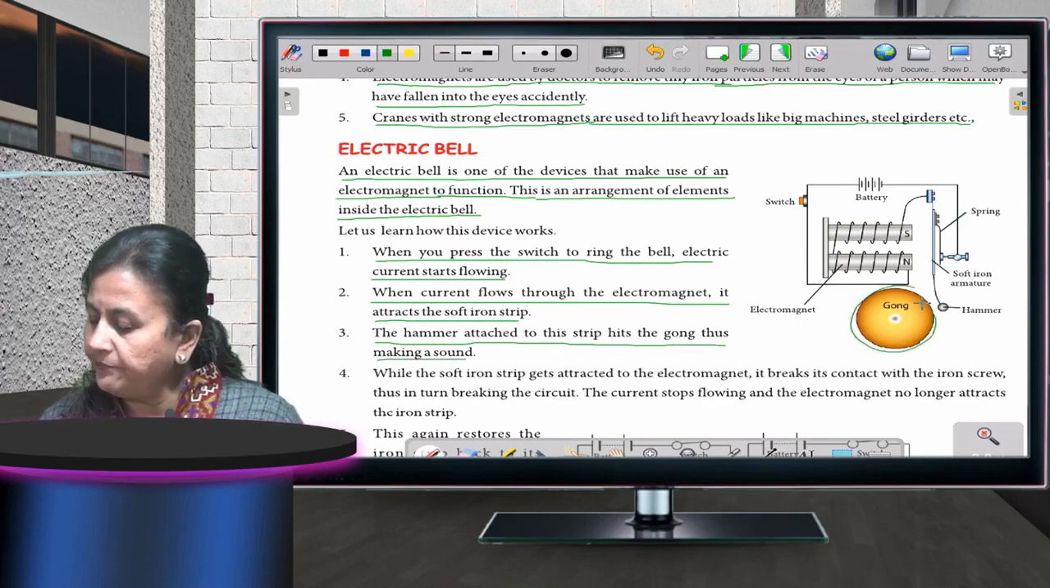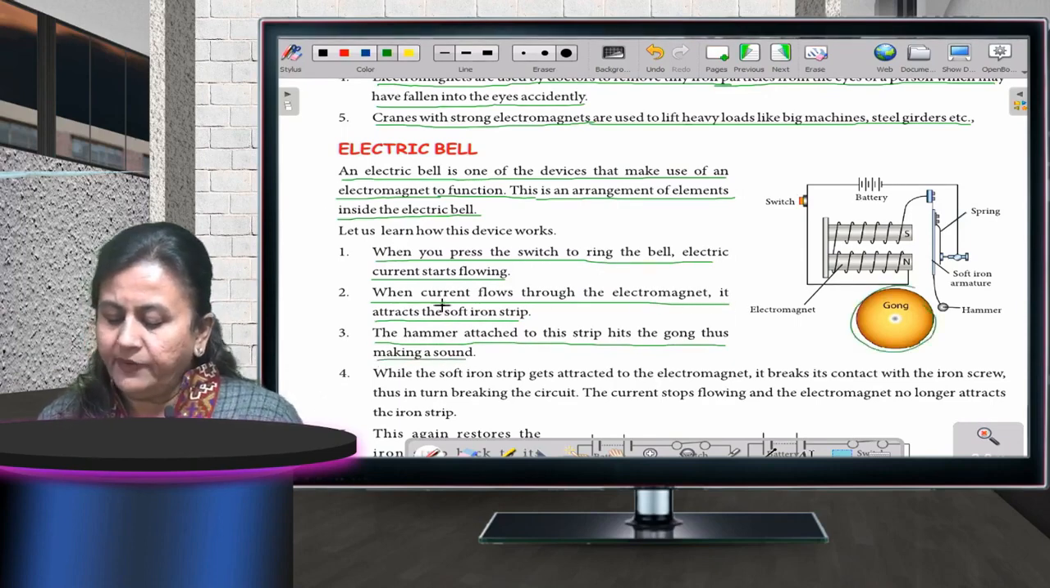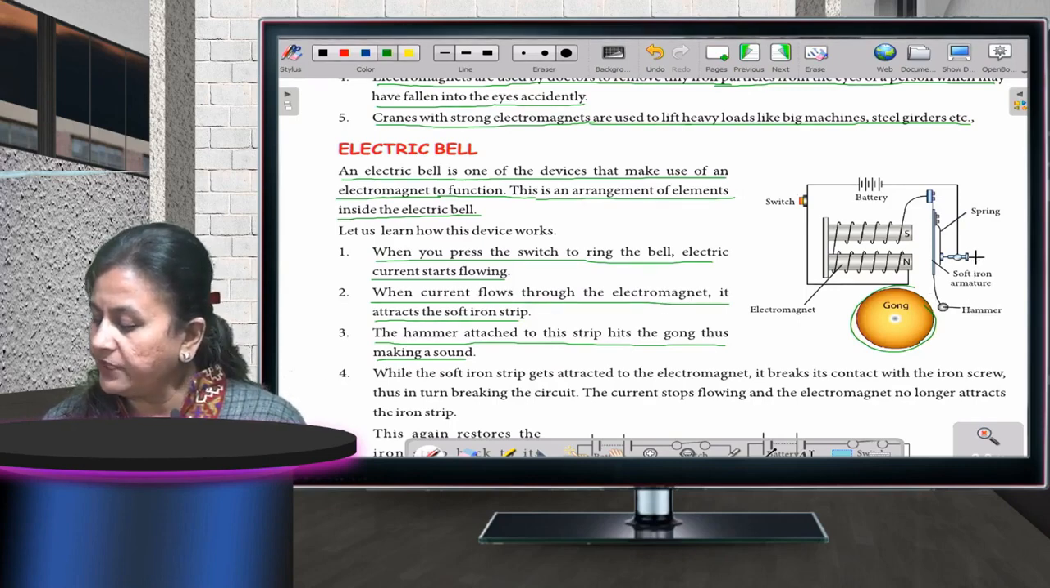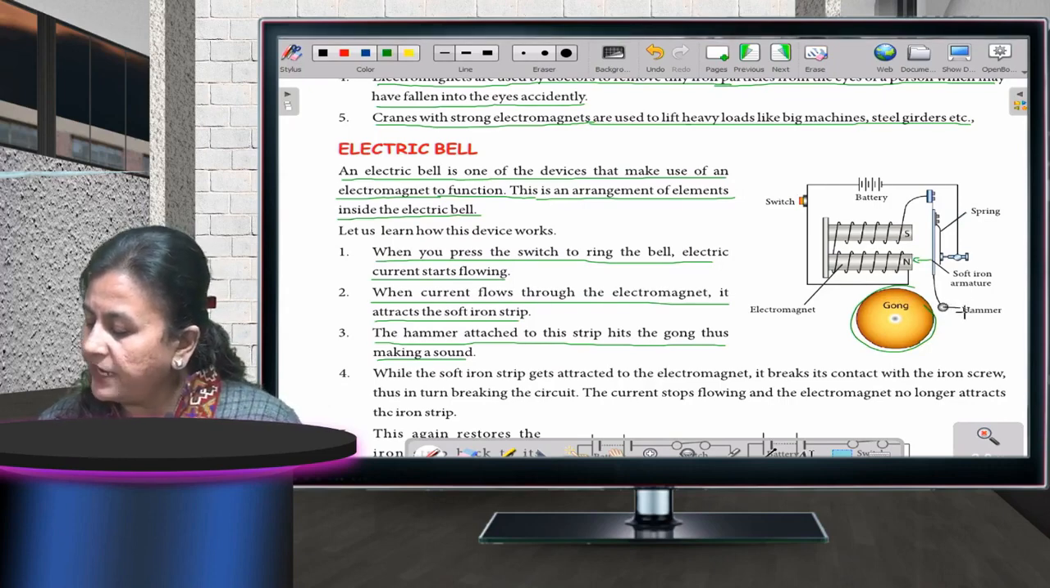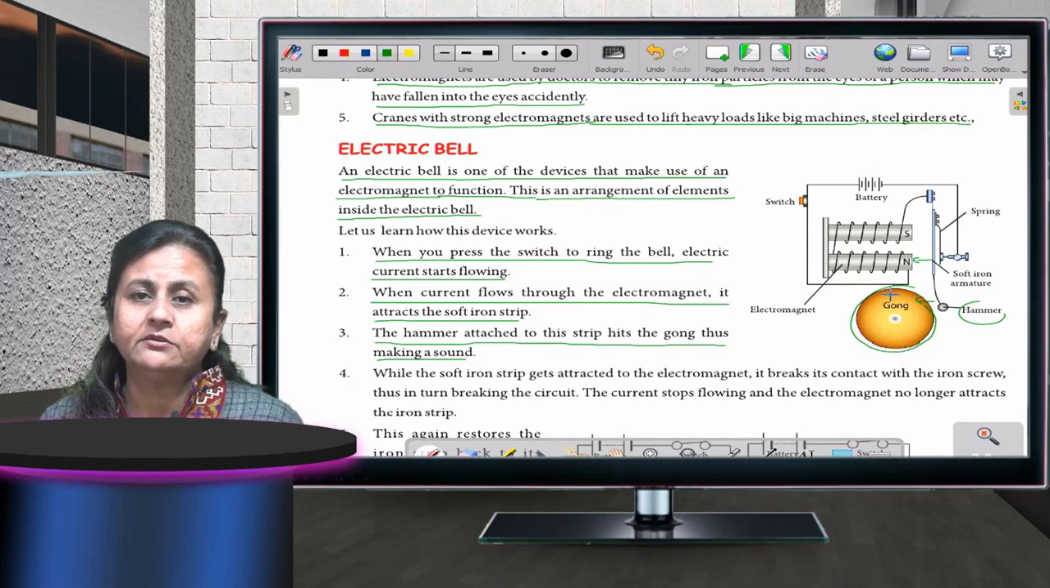Your gong is there. Okay, what happens? Now, when the current is flowing through the electromagnet, it attracts the soft iron strip. You can see the soft iron strip is there. It attracts, okay, it comes closer to this. And when it comes closer, the hammer is on this iron strip only. It gets attracted and hits the gong. Now, what is there? You can hear a sound.